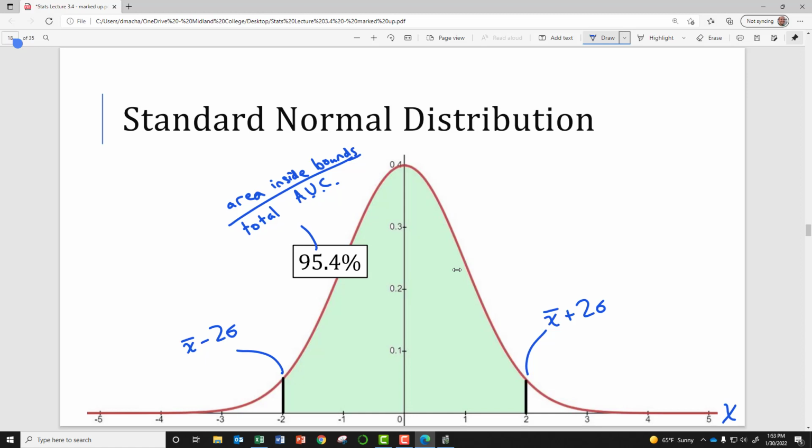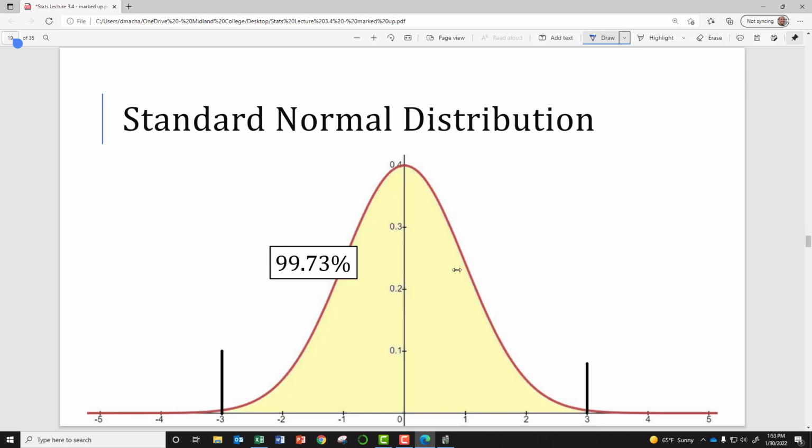And so again, if this is some kind of measurement, and you take somebody's measurement and they have a measurement somewhere between the mean minus 2 standard deviations and the mean plus 2 standard deviations, that means they belong to this group. They're somewhat ordinary because 95.4% of the population is going to have a measurement in this area.